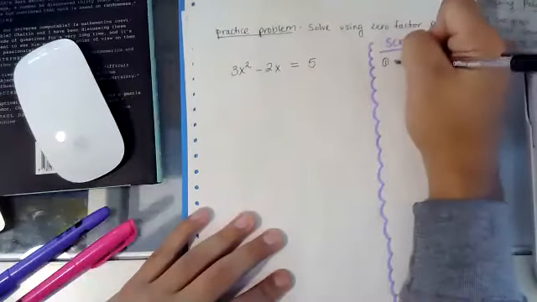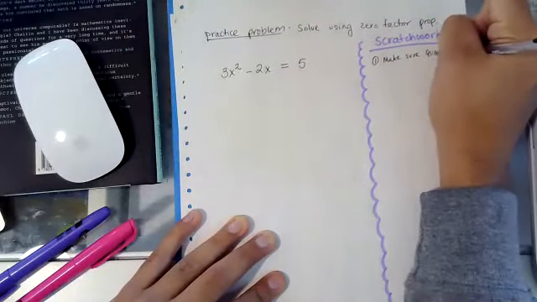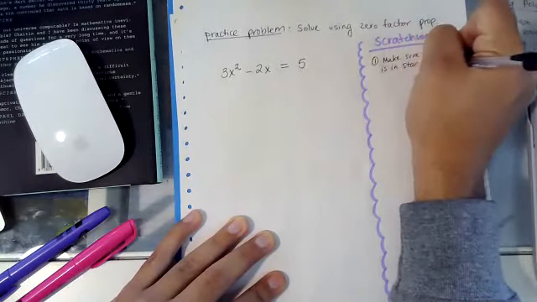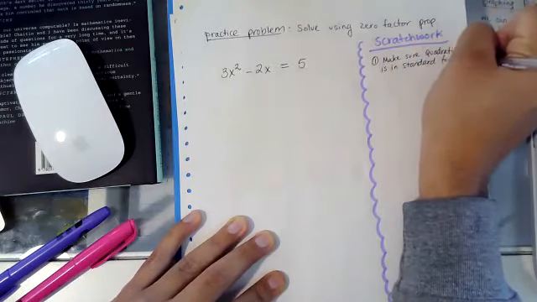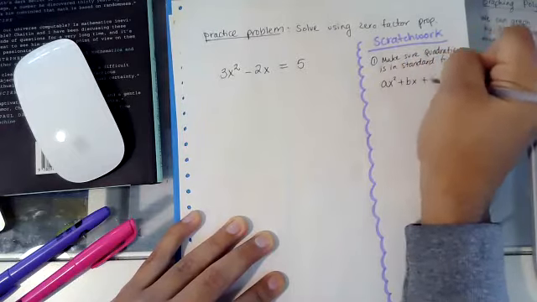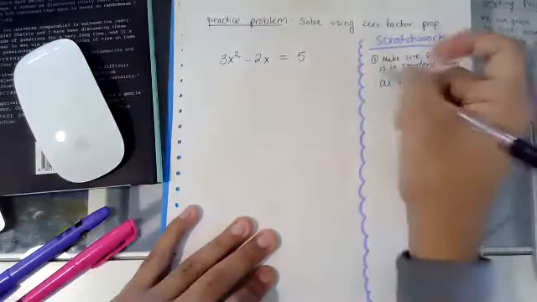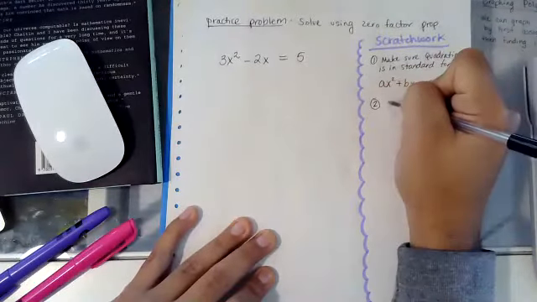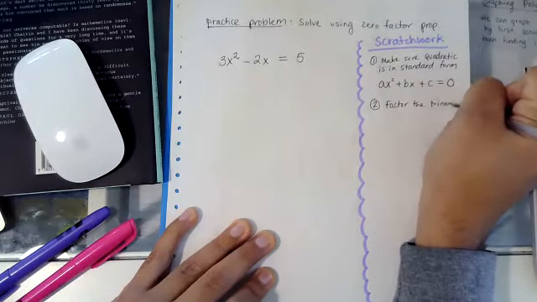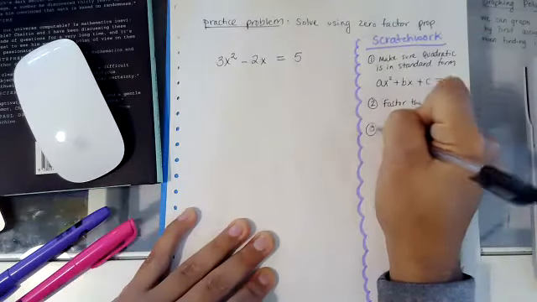The first step is to make sure the quadratic equation is in standard form. So we need it in the form ax squared plus bx plus c is equal to 0. And then the next step will be to factor the trinomial. I'm just going to write down the roadmap for you, and then I'll throw you guys into breakout rooms so you can talk out this problem together.